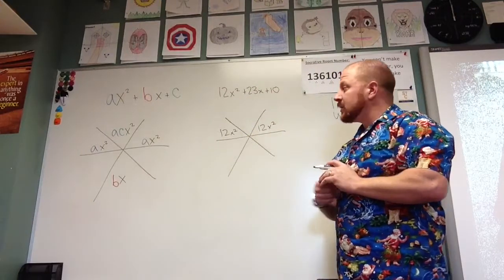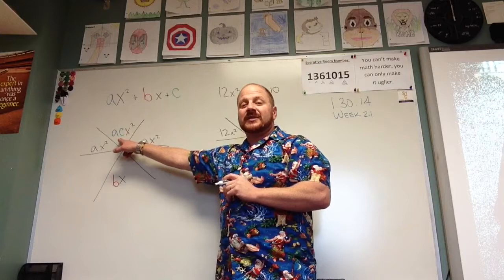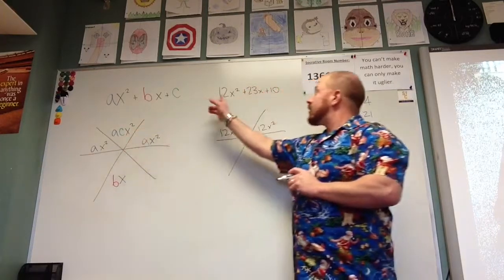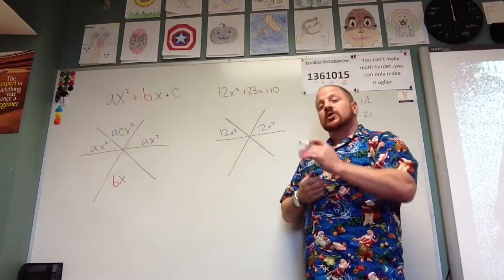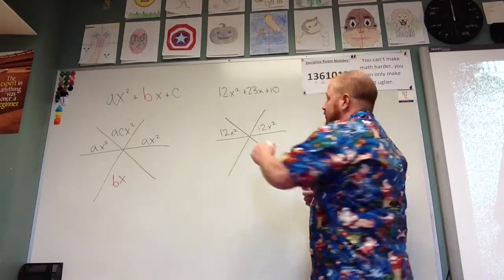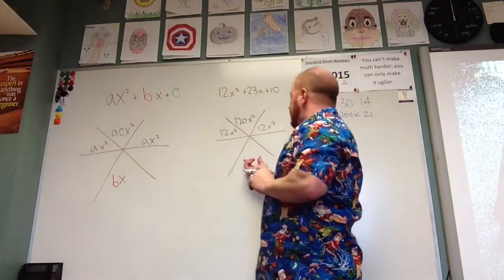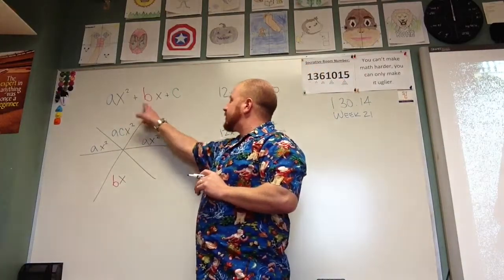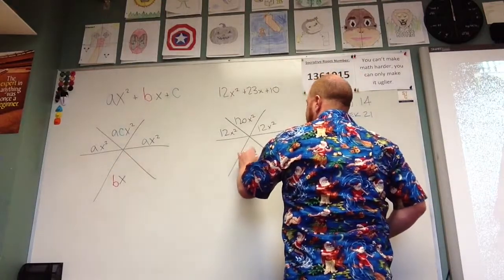The top middle term is going to be the first term times the last term. So here the first term is 12x squared. The last term is 10. So 12x squared times 10 is 120x squared. And then finally down here in the bottom is whatever my middle term is in its entirety. So here I have 23x.